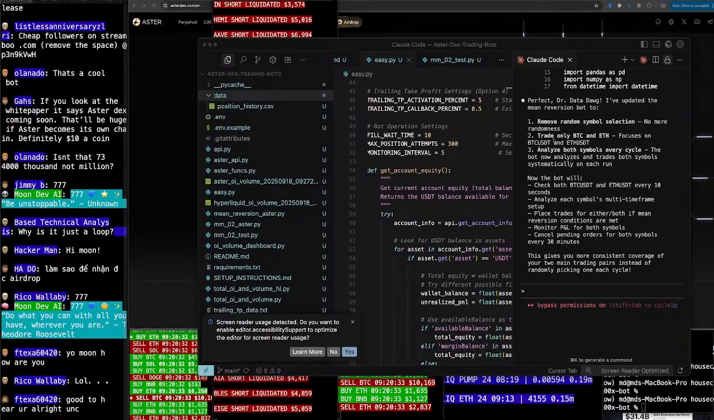Removes random symbol selection, no more randomness. Trade only BTC and ETH. Okay, analyzes both symbols every cycle. The bot now analyzes and trades both symbols systematically on each run.